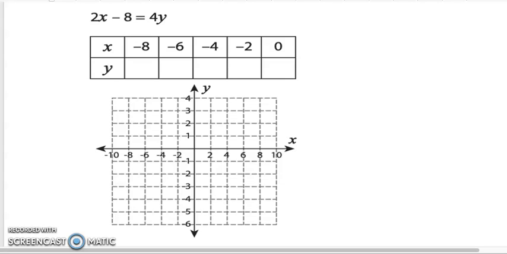Hello everybody, my name is Dr. Ana Morales, and in this video I'm going to show you how to use an equation to complete the table and to graph this equation on a coordinate plane.